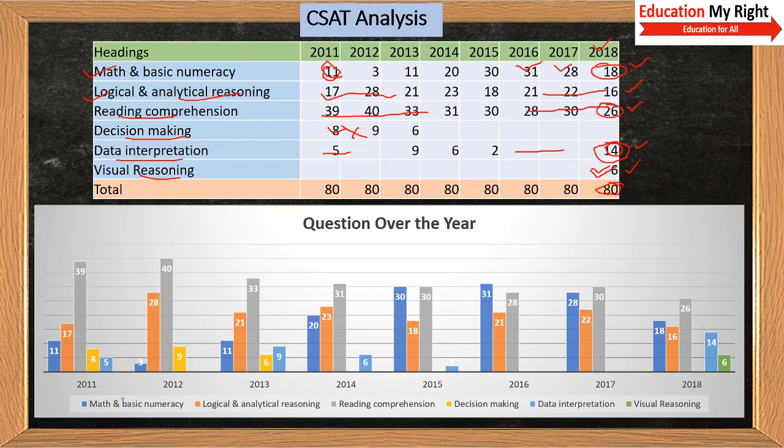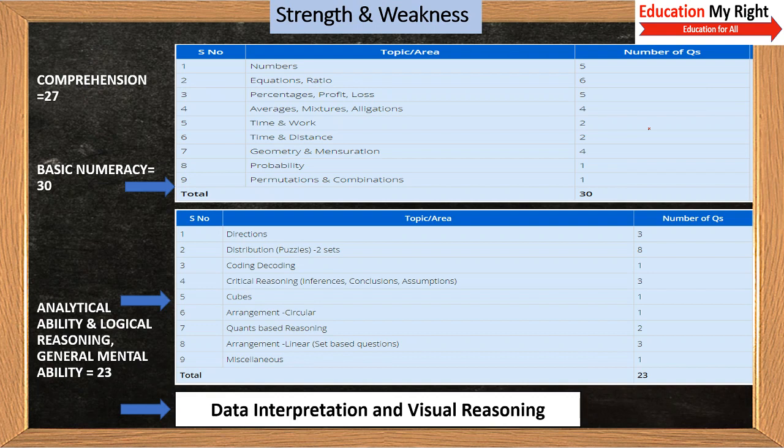Questions over the years. See this. Again, if you compare, 26 has been reduced, right? This has been newly introduced, even though this was part of your initial few years. So this is the analysis part. If you see, the bulk of the questions are coming from logical and analytical reasoning, maths, and reading comprehension. Let's try to drill further into the topics now.